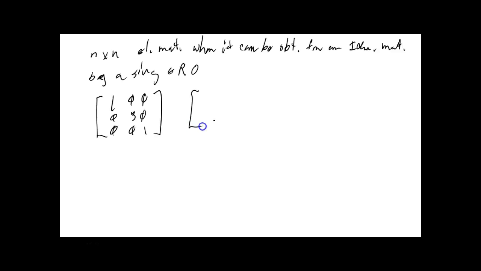How about this one? Is this an elementary matrix? 1, 0, 0, 0, 1, 0. Why not? It's not n by n. Yes, it's not a square matrix. You have to have a square matrix. Okay?